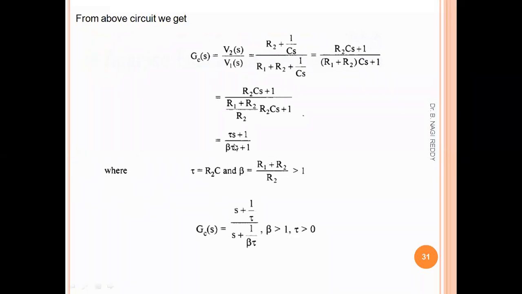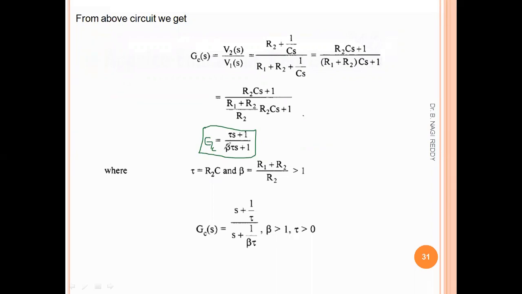So replace tau and beta in this transfer function. The final transfer function of the lag compensator, GC(s), which is the gain of the compensator, is equal to (tau S plus 1) by (beta tau S plus 1).